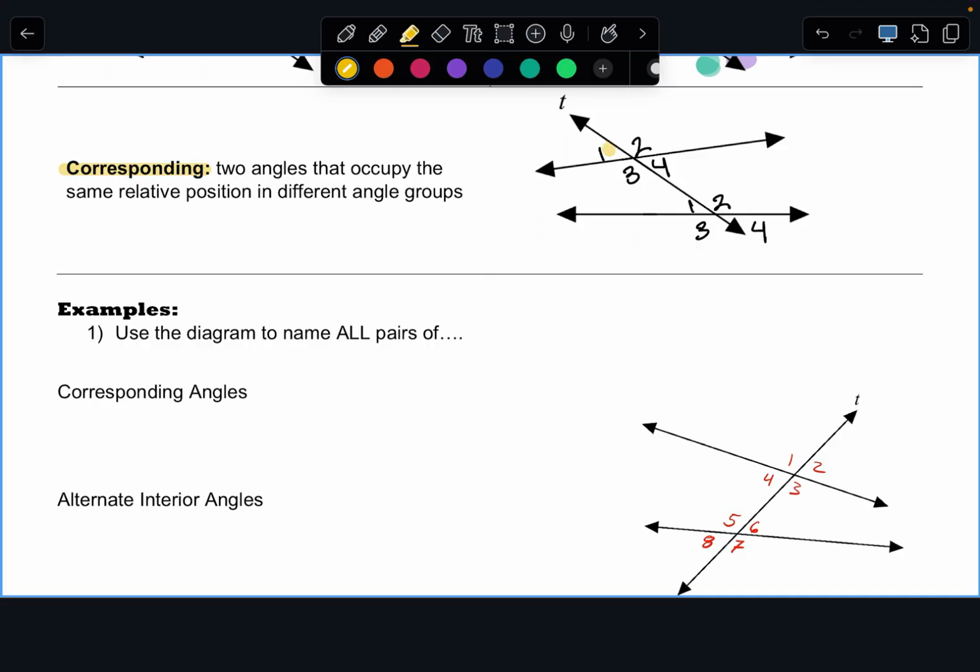So these two pieces right here, they're both in the top left. Same thing with the top right, those two angles. They're in the same position, top right. Bottom left, same position, so those two blue angles. And bottom right, that same position, so those two angles. So your pair of corresponding angles are essentially in the same spot for your top and bottom line.